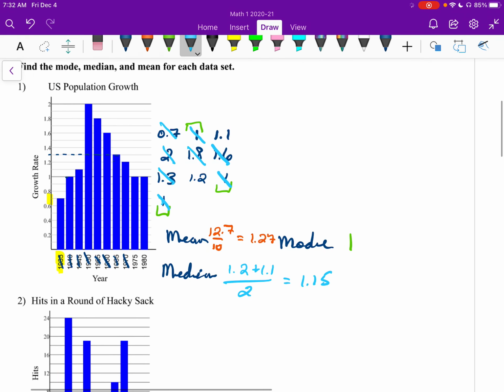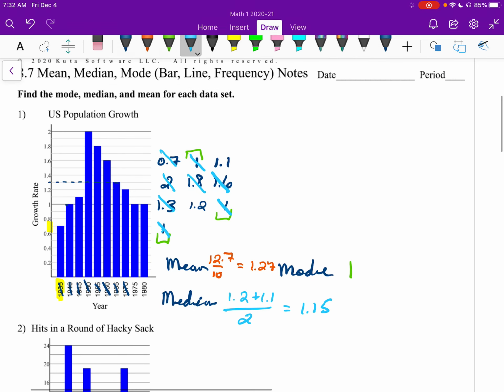So there we are. I suggest writing them in order. I think that's the more fail-safe way to do this, but you can always just kind of do it by crossing out the biggest and the smallest and searching through it. But you notice that at the beginning I had a hard time seeing the 0.7. That's why it's sometimes beneficial to write them in a list from smallest to biggest.